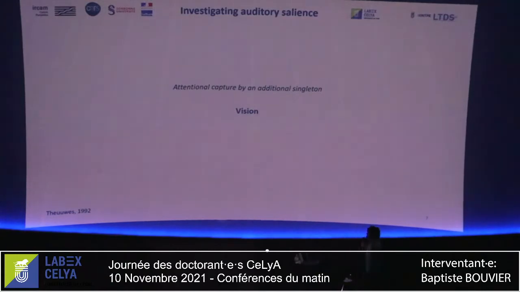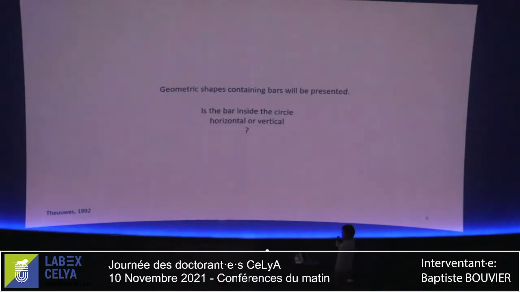First, I'd like to present this paradigm in vision so that you better understand it. This example comes from a study by Theeuwes in 1992. Different geometric shapes containing bars will be presented to you, and you will just have to answer this question: is the bar inside a circle horizontal or vertical? So if you are ready, let's go for the first trial.